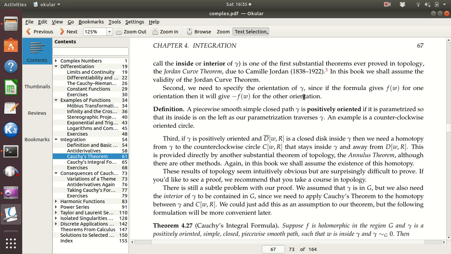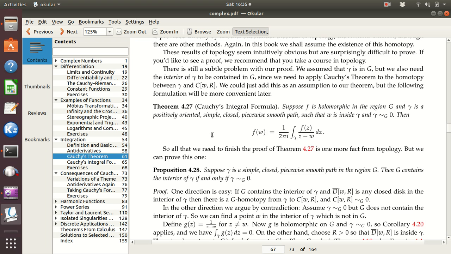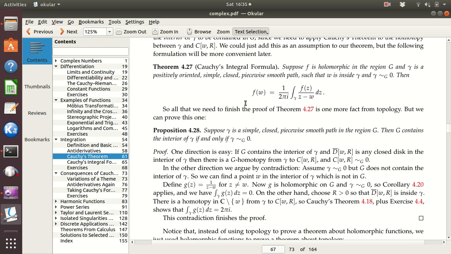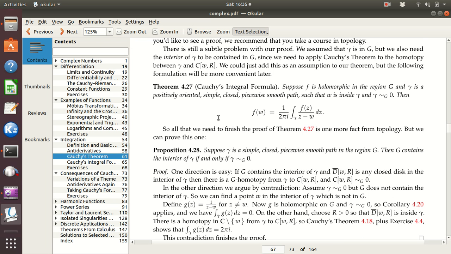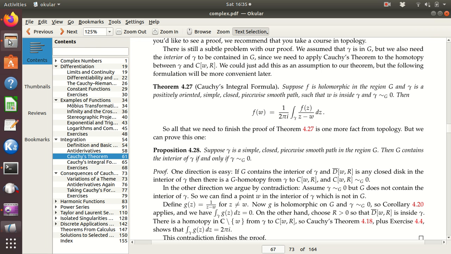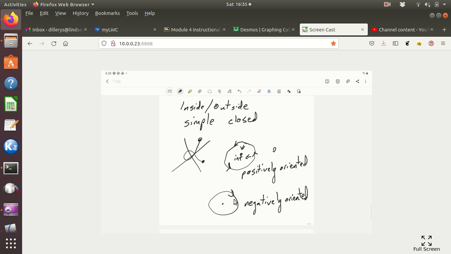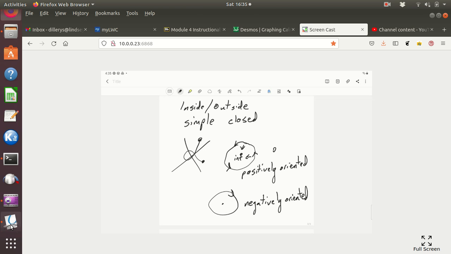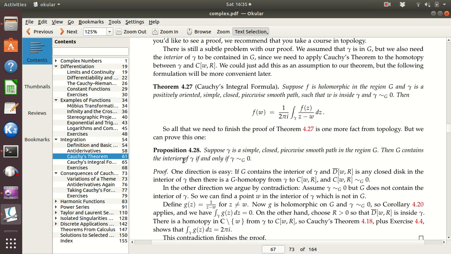Okay, so we get to this very generalized Cauchy integral formula. And let me go back and show the negatively oriented. So there was positively oriented going around that way, things are to the left. Negatively oriented goes around clockwise in this case, and that makes the interior to the right.